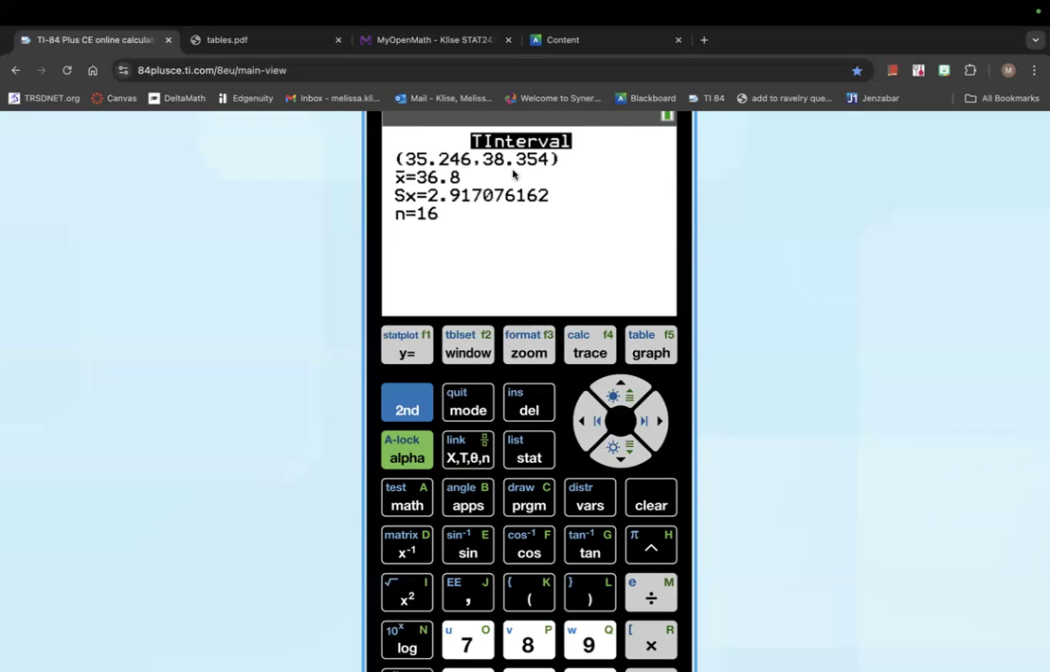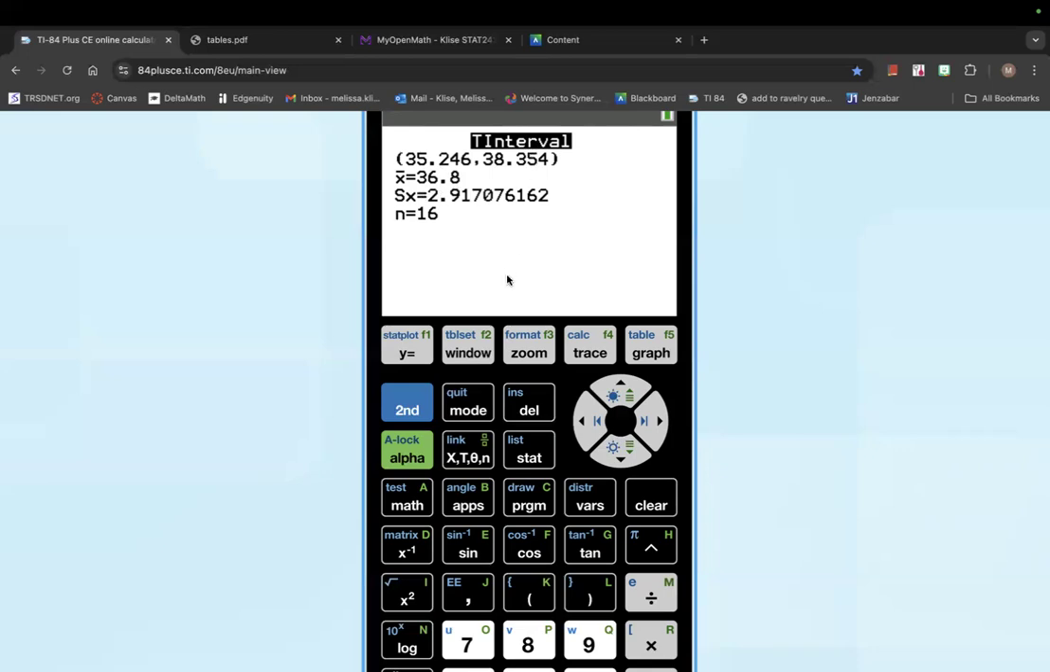So if you wanted to find what the margin of error is, take this mean that we have right here and just subtract it from that upper value and it'll give you the margin of error. You might want to write it as 36.8 plus or minus. So you would need to figure out what did I add to 36.8 to get that.